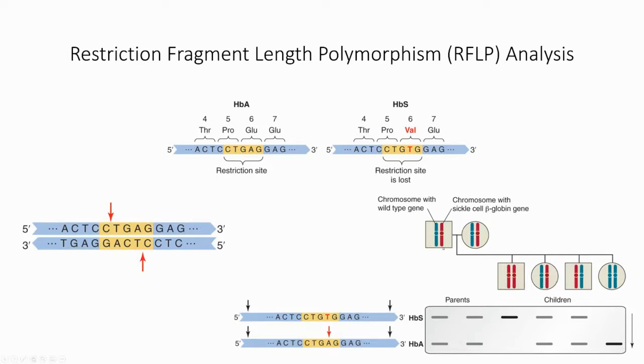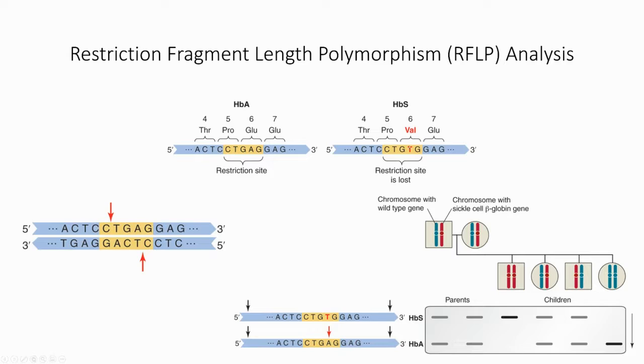In this example, let's say we have the parents. The father has the wild type chromosome and the carrier one, the wild type and the mutant, the beta sickle cell. The mother is also wild type and sickle cell. The difference is that the wild type has this restriction site.